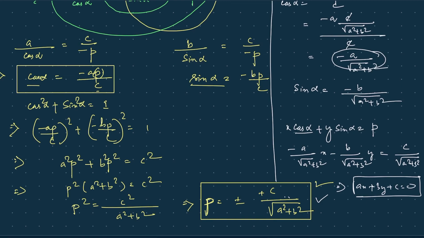Now we know that if an equation is given to us, suppose the equation of this straight line in general form is ax plus by plus c equal to 0, then we can find the distance of this straight line from the origin. Distance means the perpendicular distance. So this p will be equal to c divided by the square root of a square plus b square. We know how to calculate this formula.